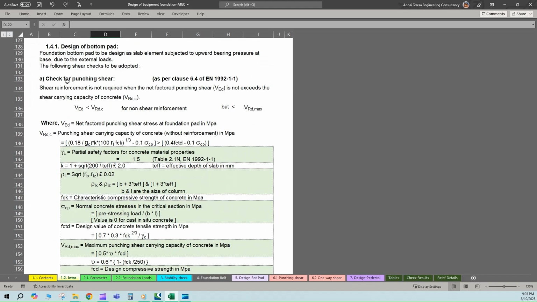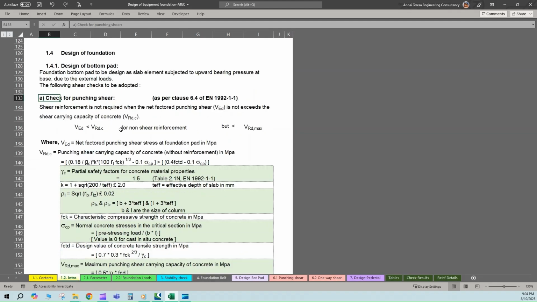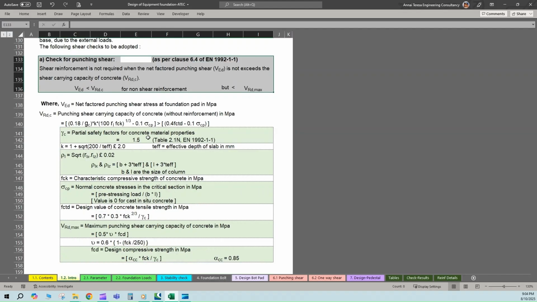And next is the design of foundation, which is the fourth one, and it is the fifth one in the series. In this bottom pad we are going to design and check for punching shear. These are the clauses we are going to find out, and we can discuss this in stage 5 or series 5 of this video in more detail.